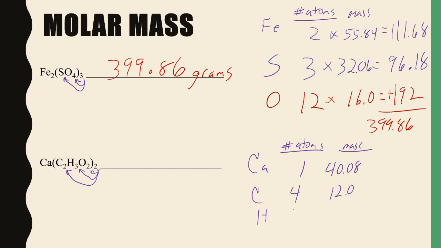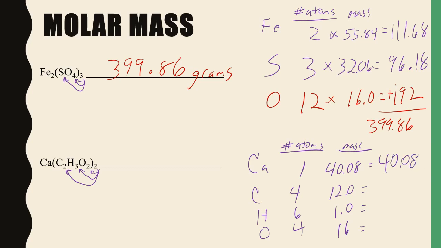Hydrogen, 3 times 2 is 6. Each one of those weighs 1. And oxygen, each one of those, 2 times 2 is 4. And each one of those weighs 16. Dr. Hart's unhappy with me for not making it red. But anyway, all right. So, well, I don't even need to calculate for that one. That's 40.08.